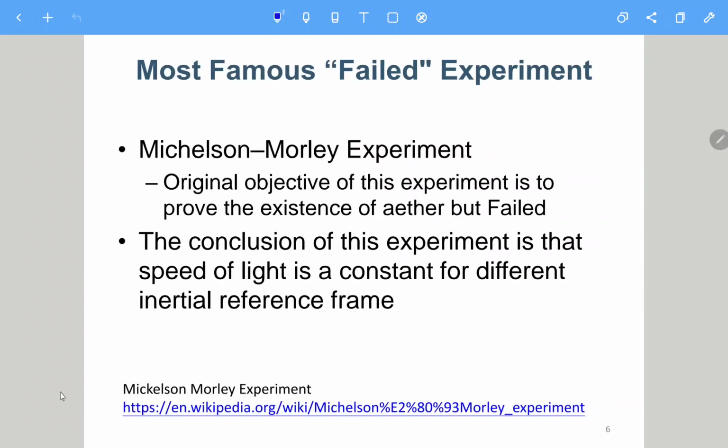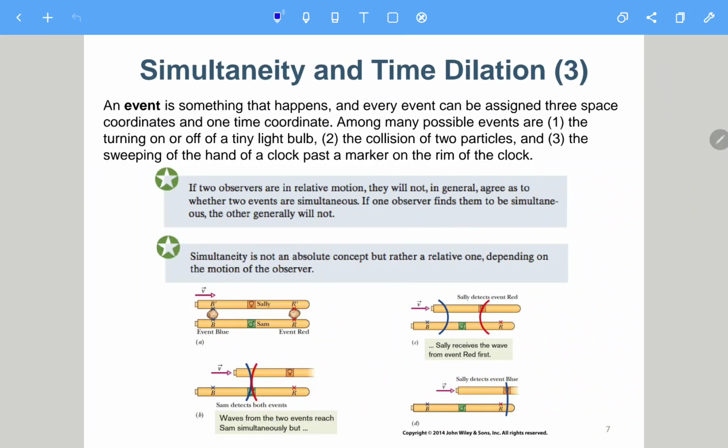Okay, if you are interested, you can check this link about the Michelson-Morley experiment. Next we talk about simultaneity, 同时性, and also time dilation. This means that time is relative. Time is not absolute. Originally, we may think that the time for different objects should be the same, but actually not. If you are moving faster, then your clock will move slower.